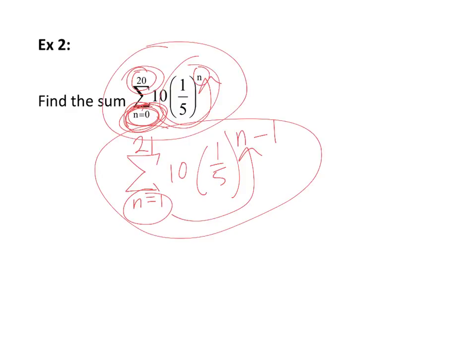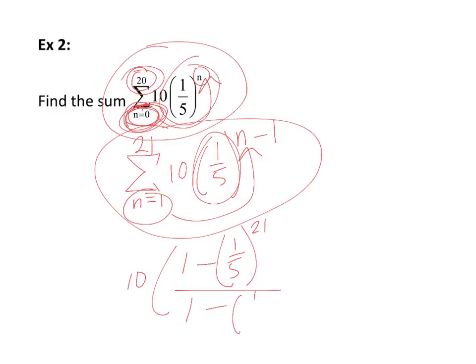So working this out, what do I get? I have the first term, which would be what? I have 0, 1/5 to the 0th power, which is 1, times 10. So my first term is 10. Then I have 1 minus r. r is this value here, which is 1/5, and it's to the 21st power. And it's over 1 minus r, which is 1/5. So work that out, and it's equal to.